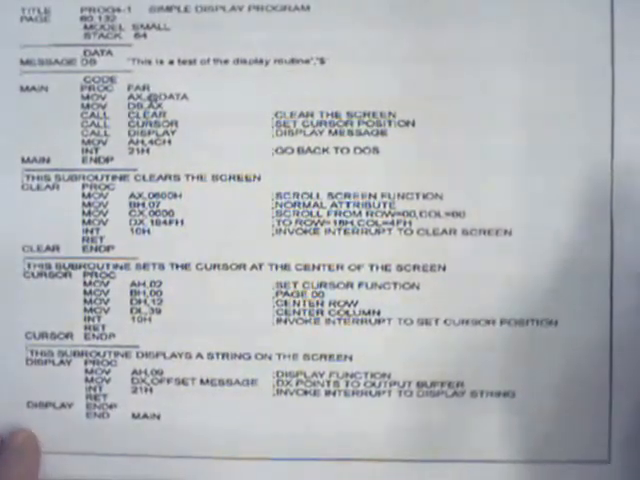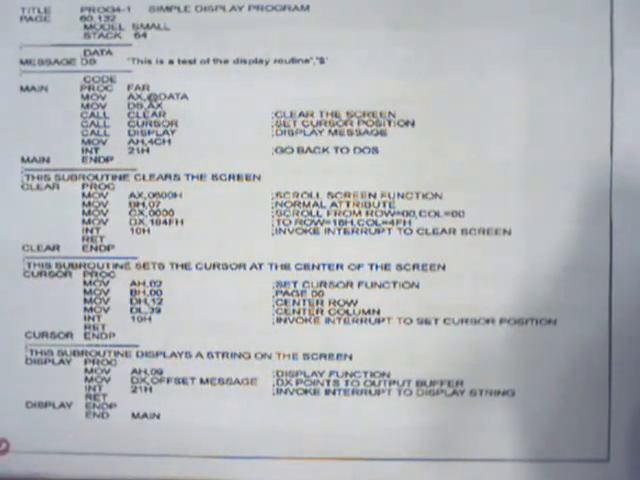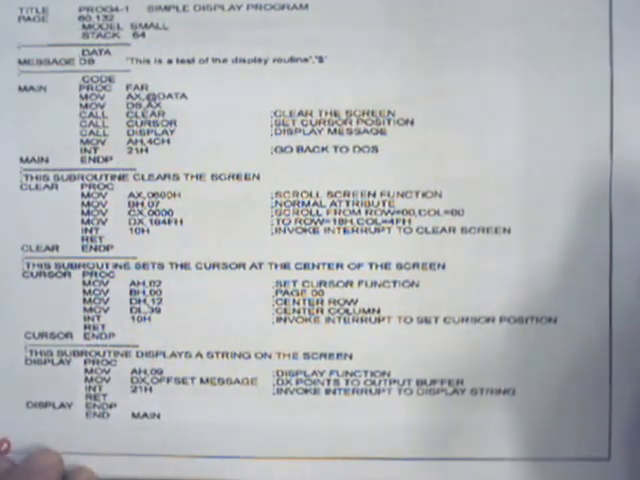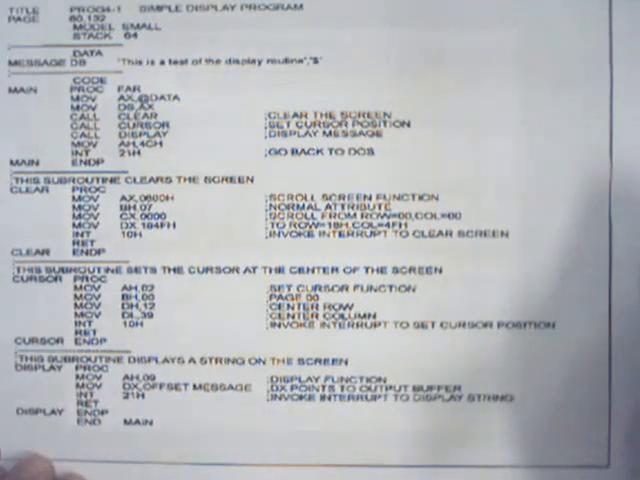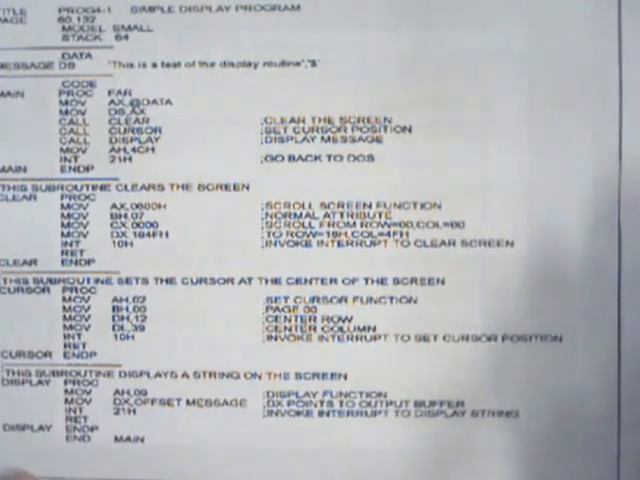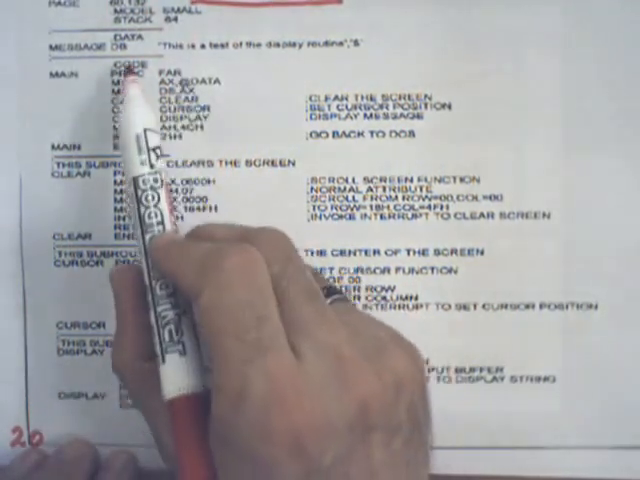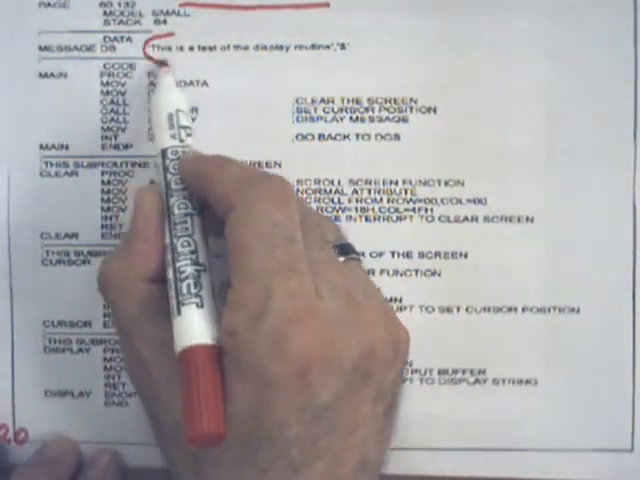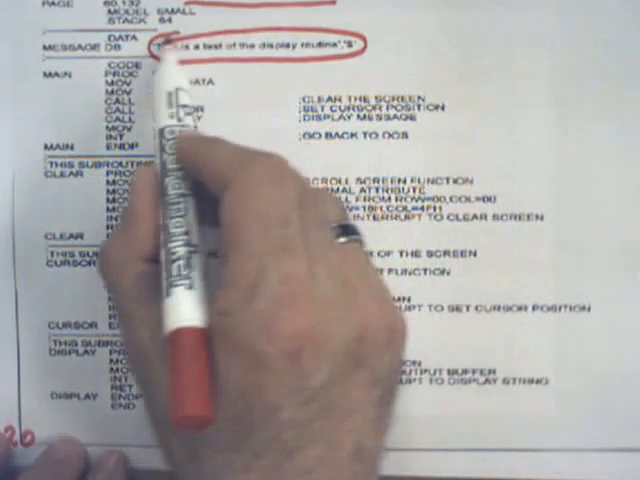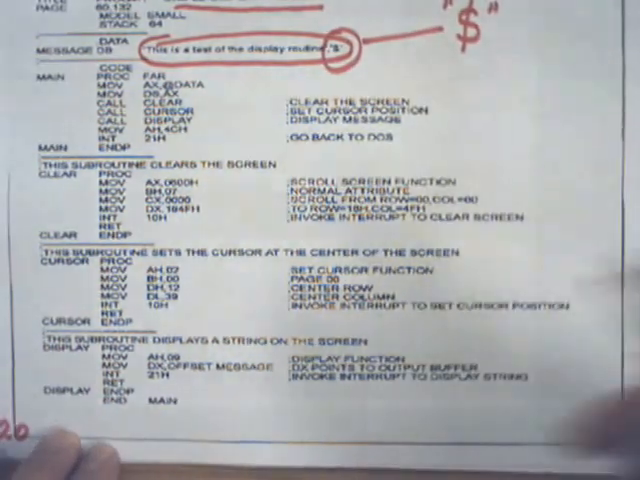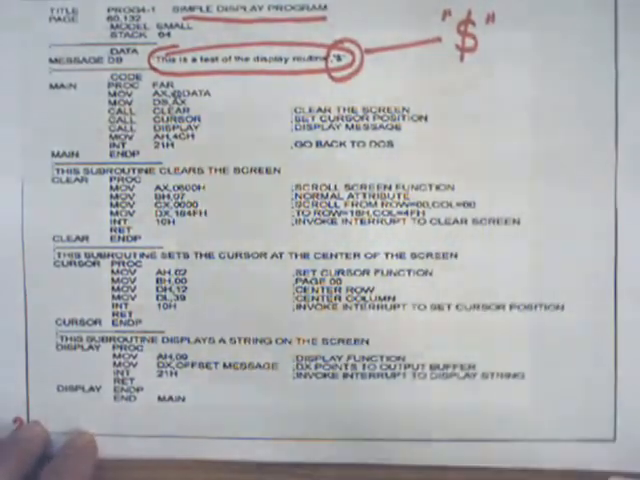There's a program in the book, but I think the characters are too small to see. It's a simple display program, and there's a message: this is a test of the display routine, and at the end there's a $. If you miss this $, the program crashes, or it prints out all the characters in memory until it finds a $.